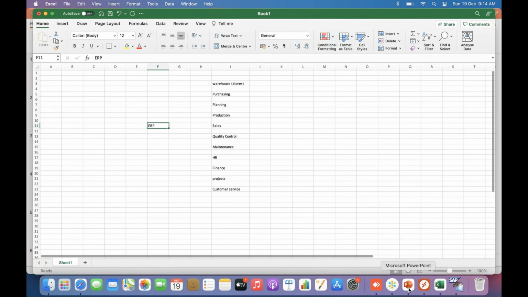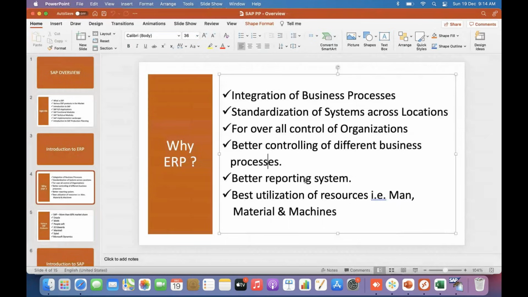Okay, and of course best utilization of resources: man, material and machines. So once you have a single system, everything will be controlled. Your communication will be faster, and decision making will be quick. So you will have a better utilization of resources.